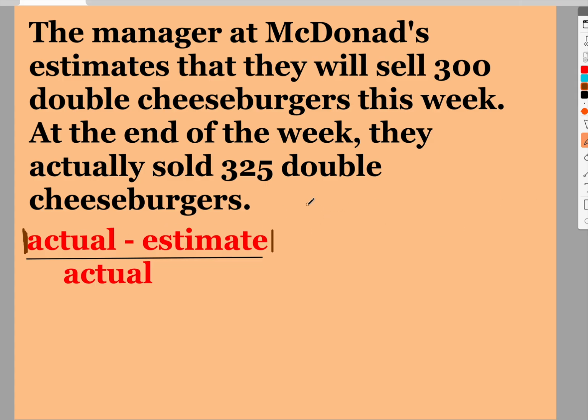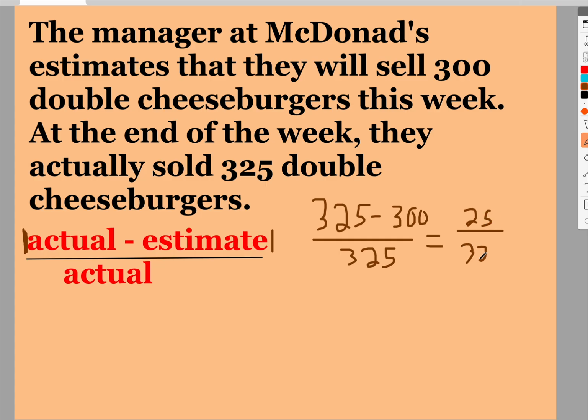My actual here is 325. We actually sold that much. Our estimate was 300. And divide by the actual, 325. So 325 minus 300, we get 25 over 325.